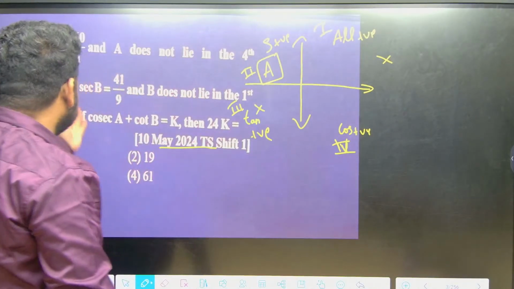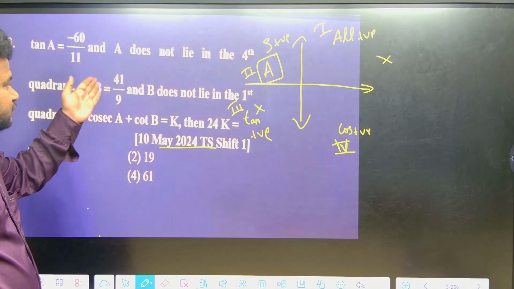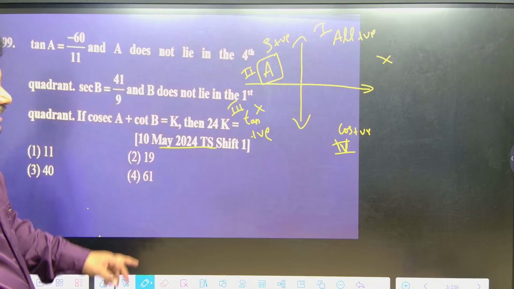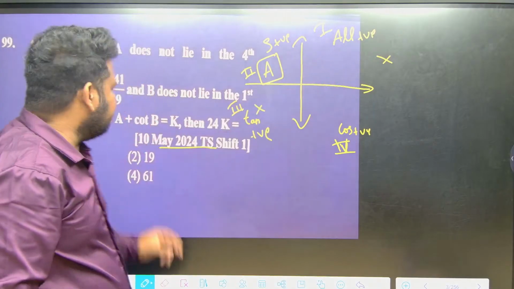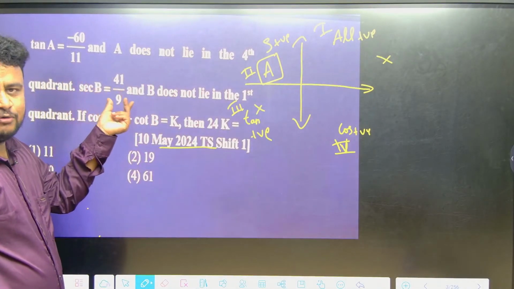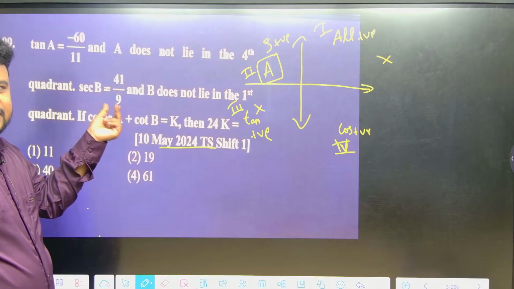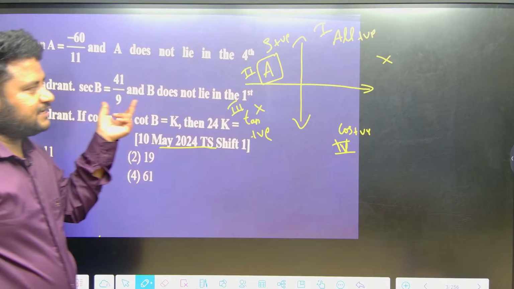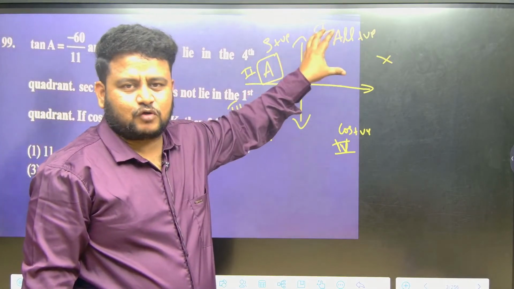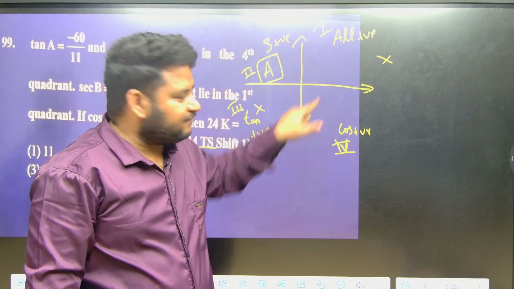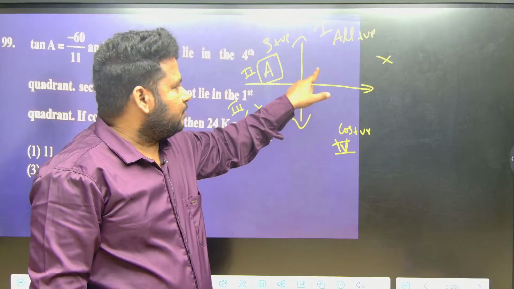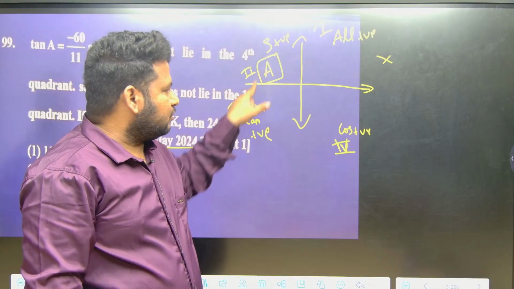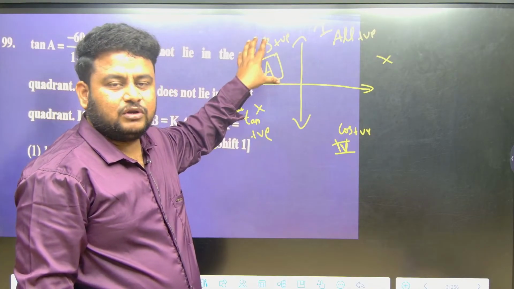Now let us come back. Secant B is equal to 41 by 9, that is a positive value, and B does not lie in the first quadrant. Secant is the reciprocal of cos, so here cos is a positive value. A positive value for cos will come in the first quadrant and fourth quadrant. A positive value will not come in the second quadrant and third quadrant. In the third quadrant only tan is positive, and in the second quadrant only sine is positive.